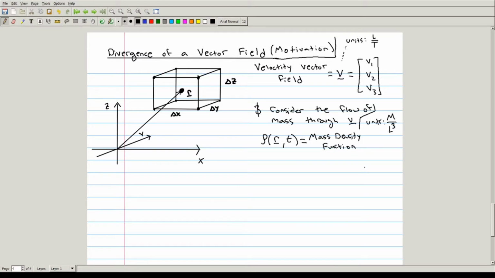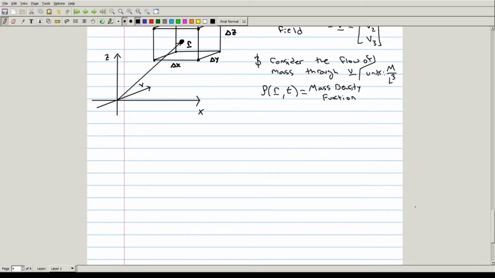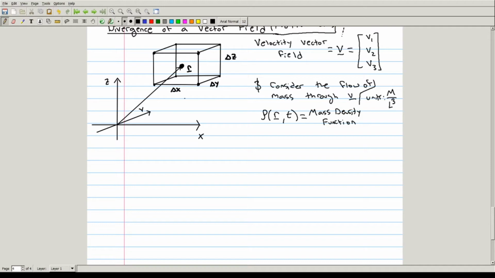So the next thing that we're going to do is consider an arbitrary point in this vector field, immersed in this vector field. And what we'll be considering is the flow of mass through a very small cube surrounding that point, or a very small rectangle. It doesn't necessarily have to be a cube. I've drawn a cube here, but each one of these things could be different. Delta x, delta y, and delta z could be different. The main idea is that we're assuming they're very small. So delta x, delta y, and delta z are all much, much less than 1.